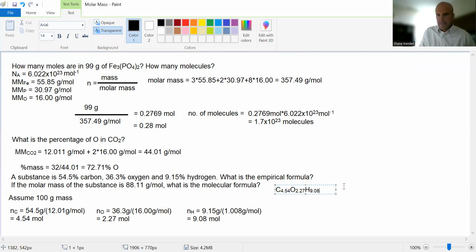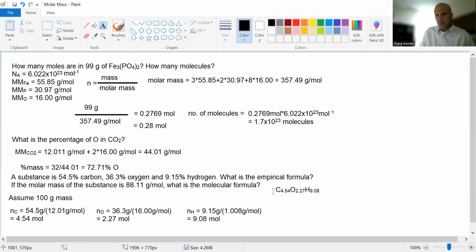Okay. Again, this is looking at the ratios here. So we've got carbon 4.54, oxygen 2.27, hydrogen 9.08. So we're looking at the mole ratios here. And obviously that's not too easy to work with. So it doesn't look very good. And so what we want is really to make these all whole numbers.